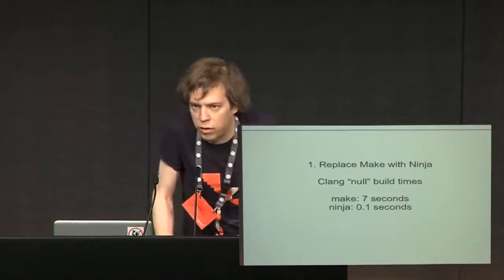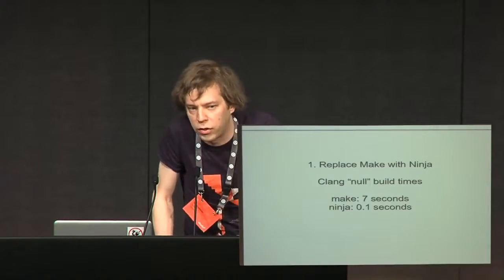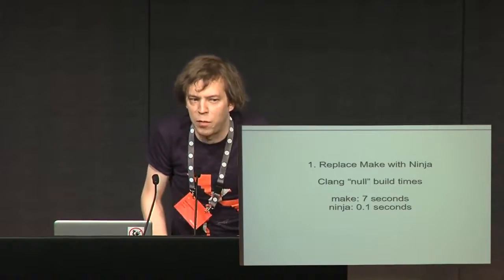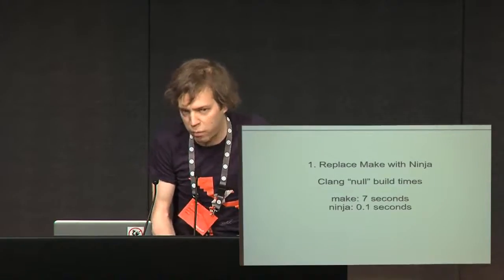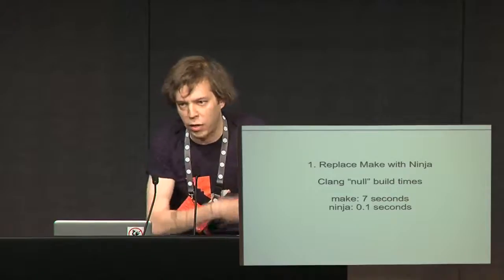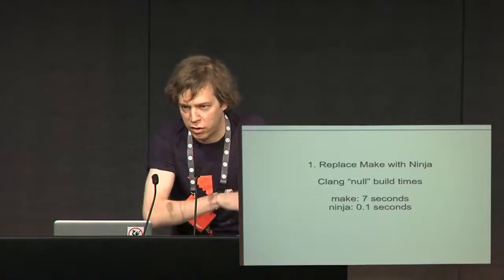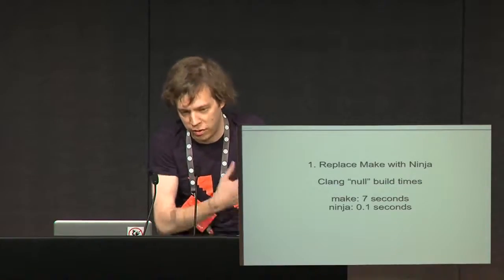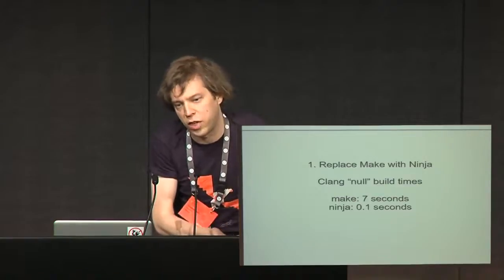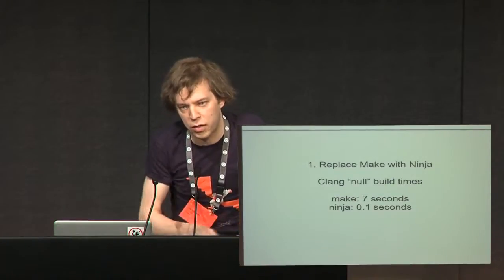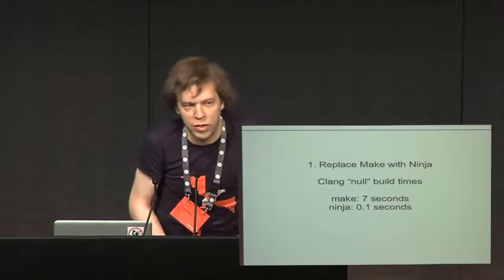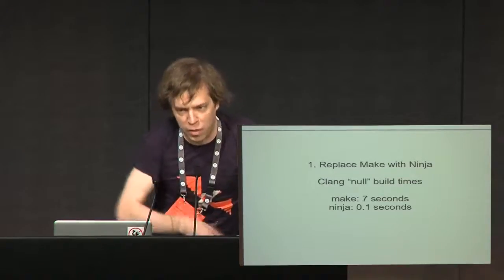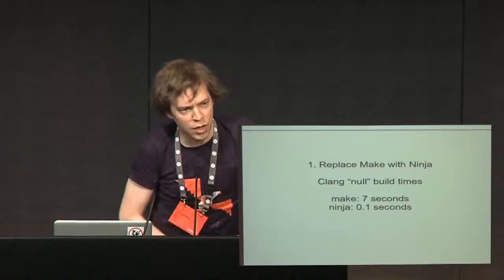And for this test, I took the Clang compiler sources, which is a fairly big amount of code, and you compile it with Ninja and make, and then you run the compile command again. So there's no changes, it just checks how long the build system takes to check that nothing has changed. Make takes 7 seconds, and Ninja takes 0.1 seconds. And this is a noticeable difference when you are working on things. You're going to have real fast iteration.